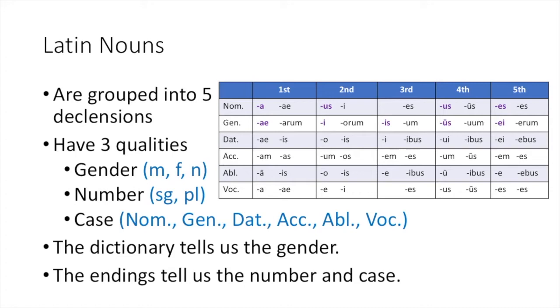So, as I said, the gender of a noun can be masculine or feminine, the number of a noun can be singular or plural, and the case of a noun can be nominative, genitive, dative, accusative, ablative, and vocative. Those are the 3 qualities of a Latin noun. To know the gender of a noun, you have to look at the dictionary. To know the number and case, you have to look at the ending of that noun within the sentence. So let's look at that dictionary entry and figure out how we use these endings on our nouns.